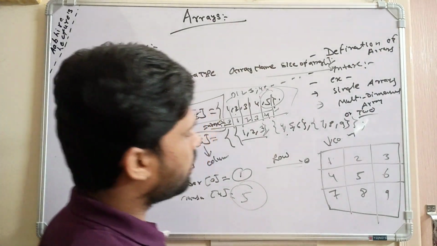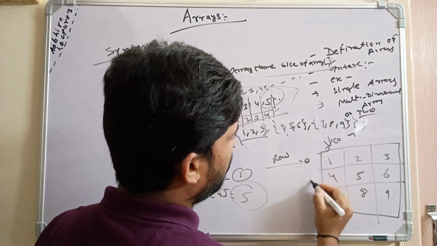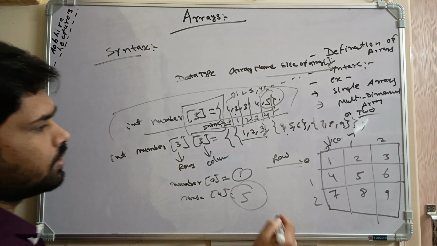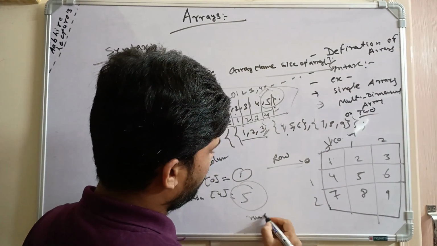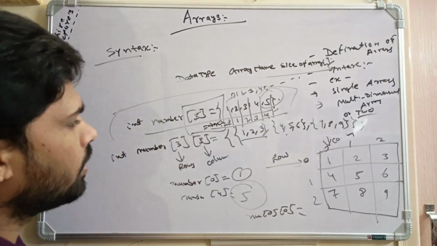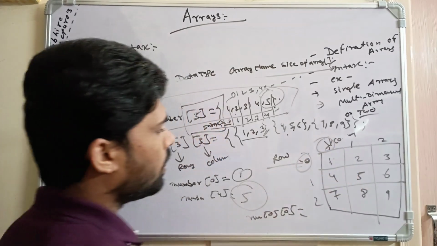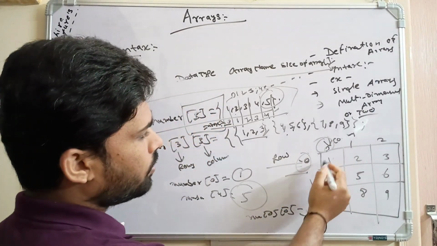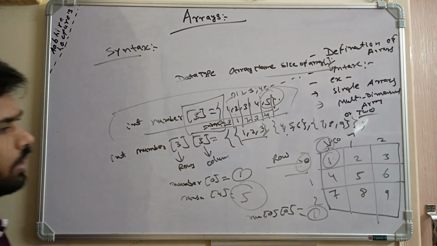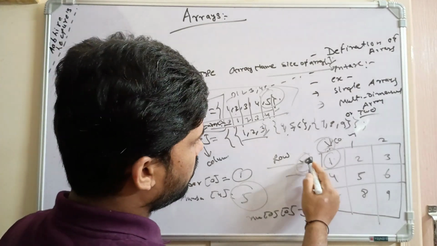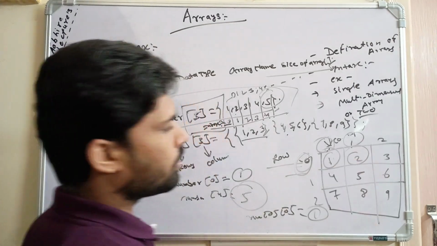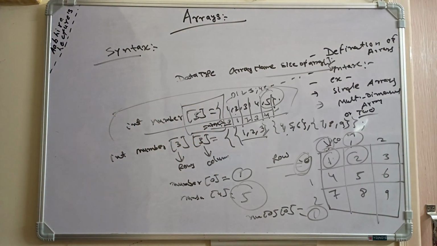In multi-dimension it is the same, 0 0, 1 1, 2 2. If you want to access index 0 0, what is the output here? Row index 0, column index 0, this one, so 1 is the output. Like that, index 0 in rows and index 1 in columns, what is the output? 2. Like that we can print.